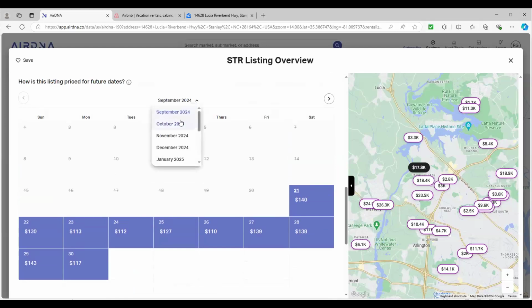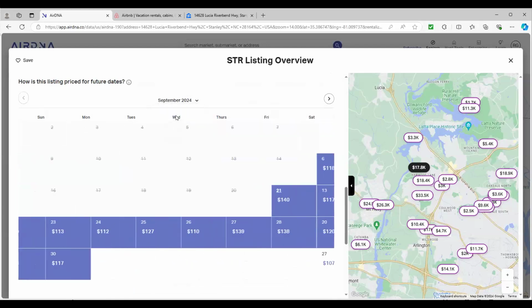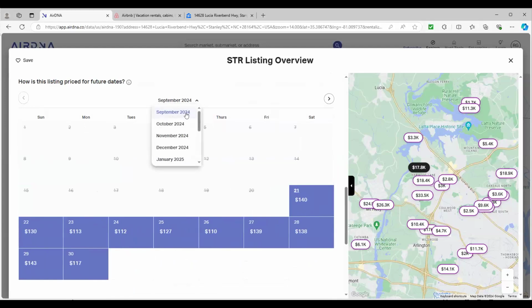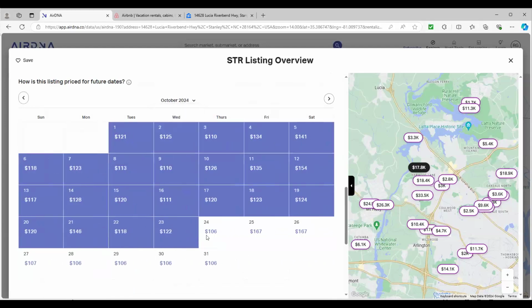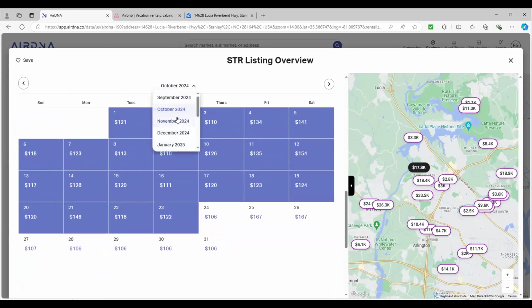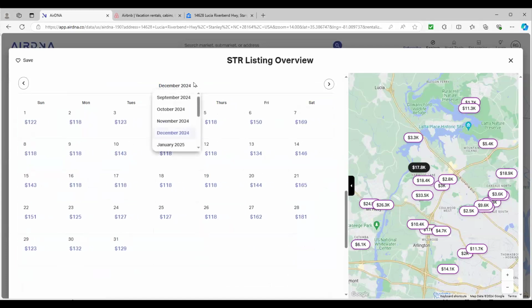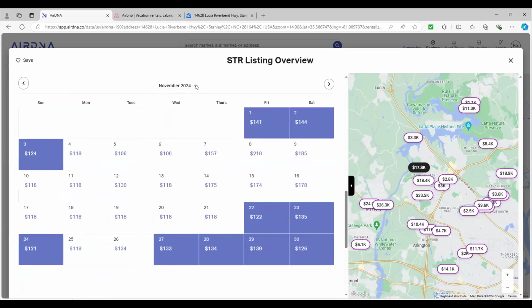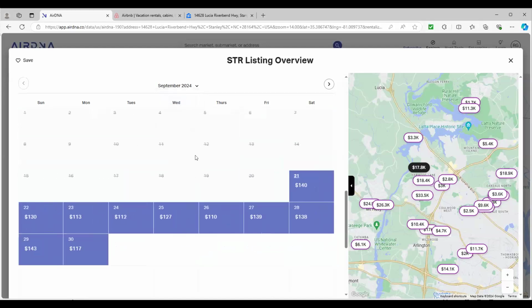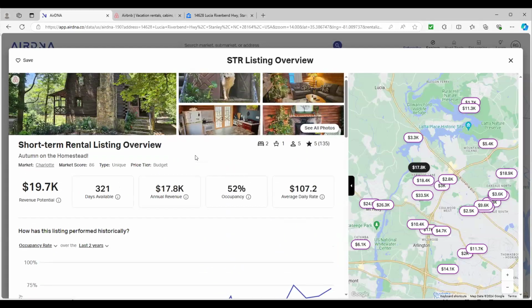You can go forward into the future into October. It looks like they may have had a longer term guest that's been there for part of September and going into most of October. And then the rest of this is available, so no one else is booked yet. In November, they've already got a couple bookings done, which is pretty good to be that far out. December, nothing yet. So it gives you a sense of the activity and the pacing in the market by drilling into their actual calendar without having to go through the nuances of looking at the Airbnb platform.